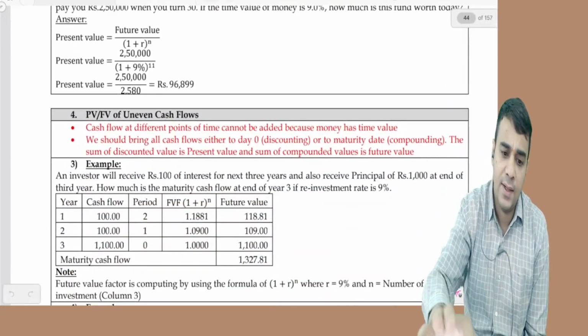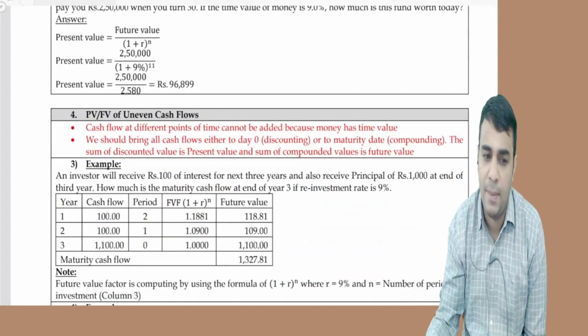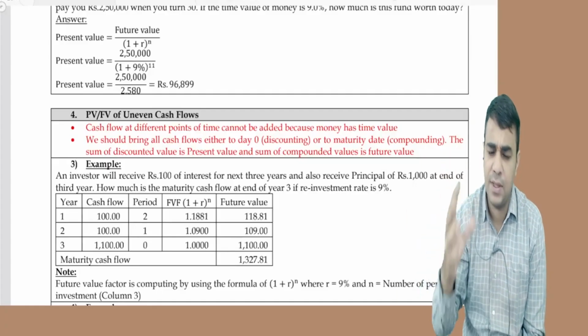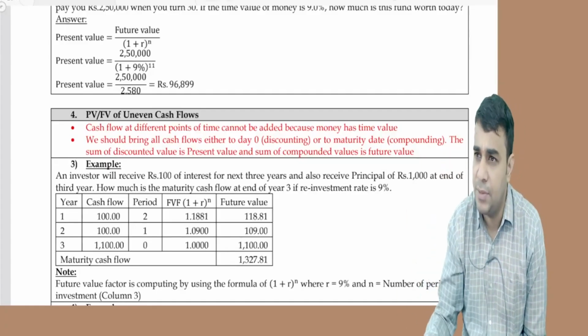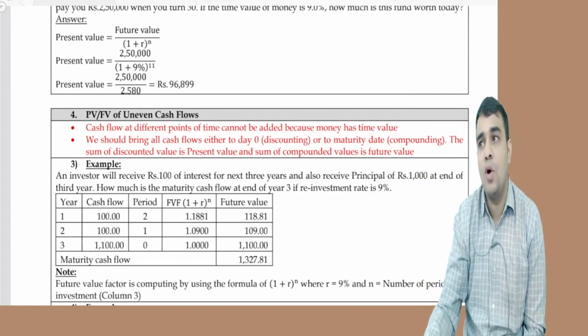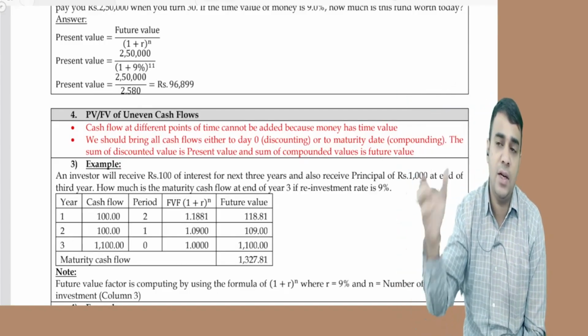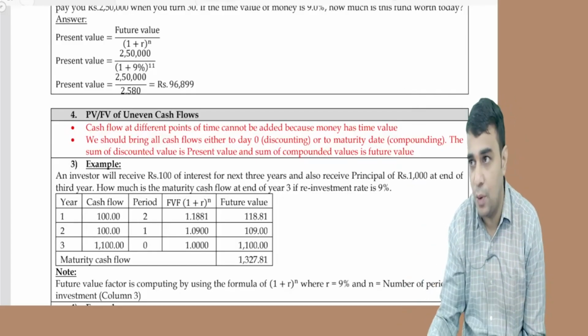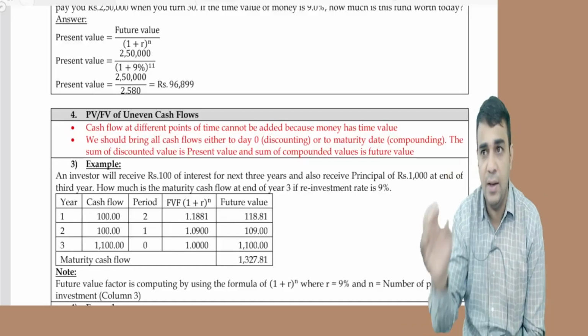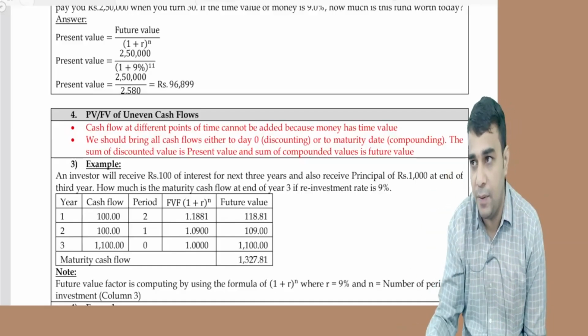Then we went ahead and saw what happens if you have uneven cash flow and multiple cash flows. Uneven means you have something in the first year, something in the second year, something in the third year, something in the fourth year, and you want to take everything to the fourth year, do compounding. If you want to take everything to year 0, do discounting. For compounding, as I said, multiply by 1 plus r power n, and for discounting, divide by 1 plus r power n.